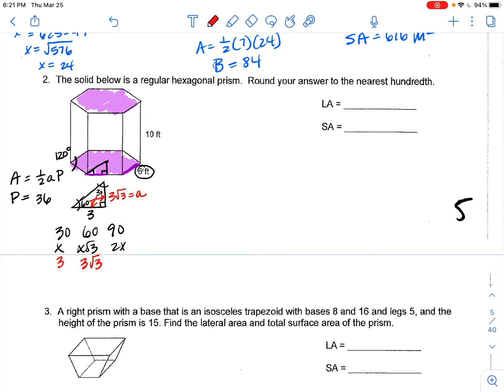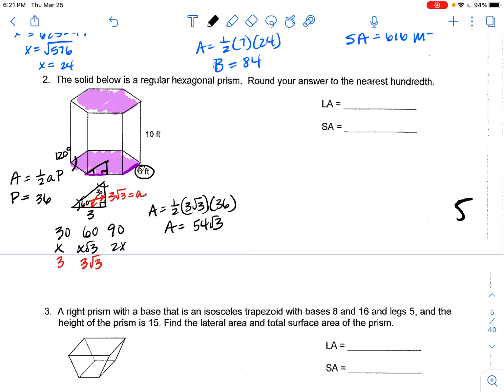Now I can figure out the area of this base. My area is 1/2 times 3 root 3 times the perimeter. And we already said that the perimeter was 36. I've already done the calculations on this. Half of 36 is 18, times 3, and that's 54 root 3.